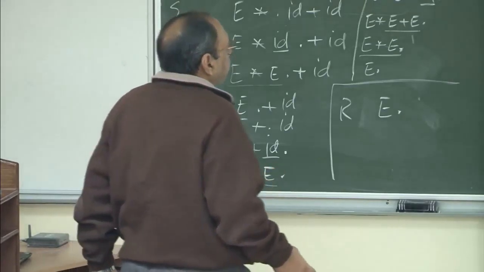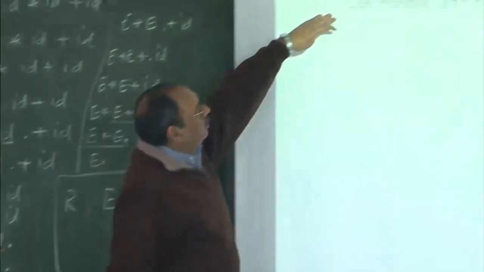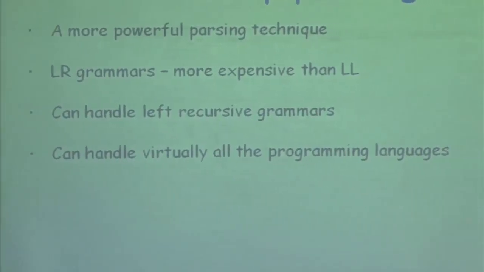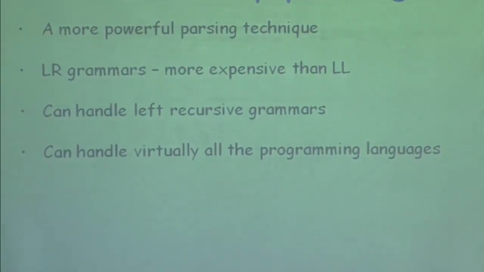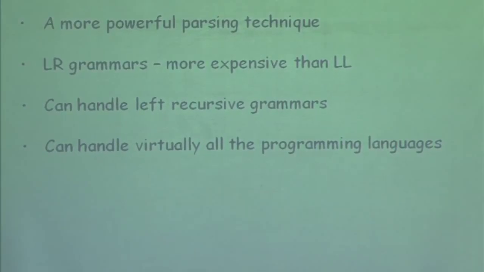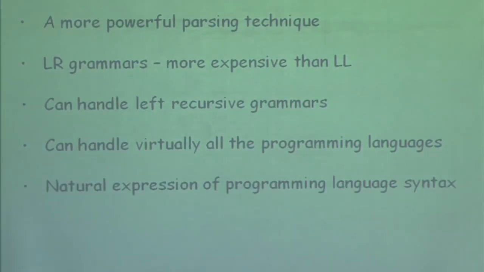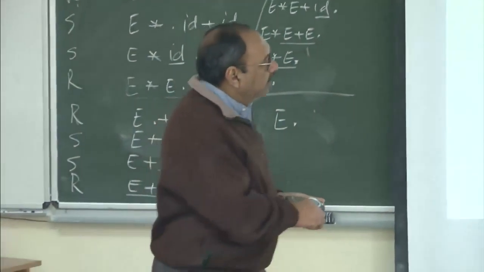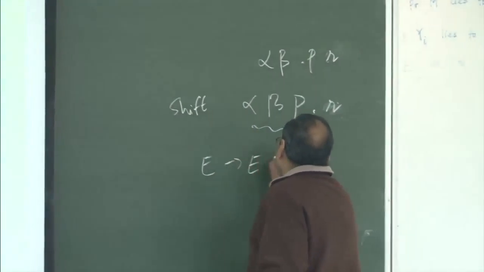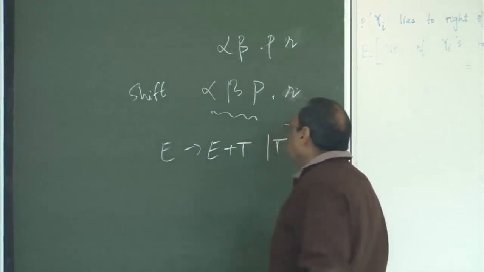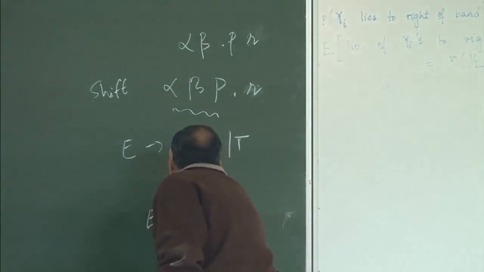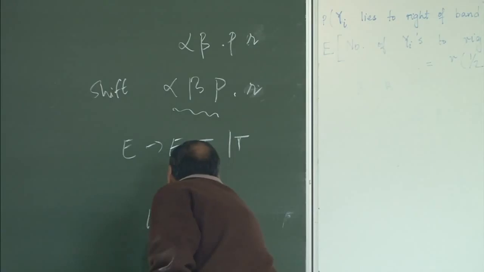So it's more expensive than LL(1), but from a trade-off point of view, it can not only handle left recursive grammars, it can handle almost all programming languages. Therefore, this remains the method of choice for creating parsers for most programming languages, and it is also a natural way of writing the programming syntax. For example, when I had these left recursive grammars like E going to E plus P or P, my top-down parser was not able to handle that, and I had to rewrite my grammars into this form. Let me just write this form.